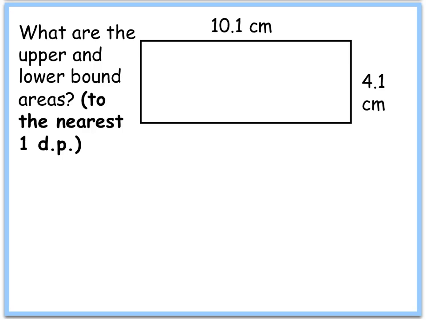So now we need to use that to answer some problems. What are the upper and lower bound areas to the nearest one decimal place? What that means here is that the measurements here have been given to the nearest one decimal place. So we need to work out the upper and lower bound areas, the highest and smallest it could possibly be. So to do that, we need to work out the lower bounds and upper bounds first of all for each dimension.